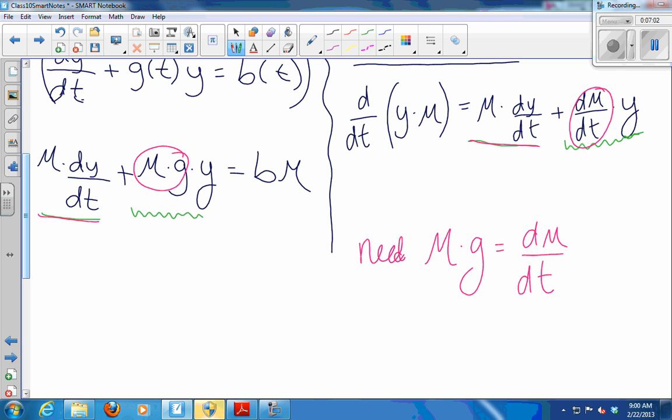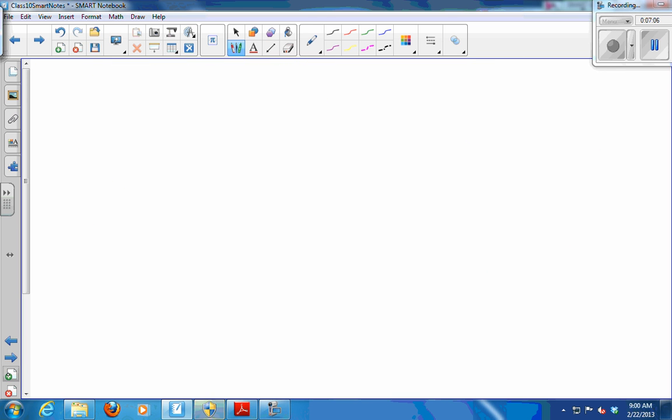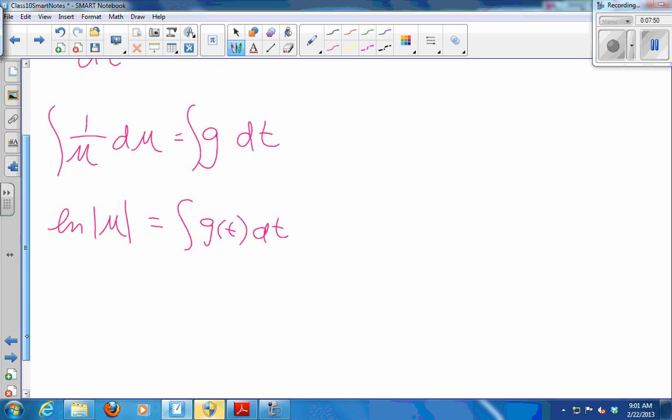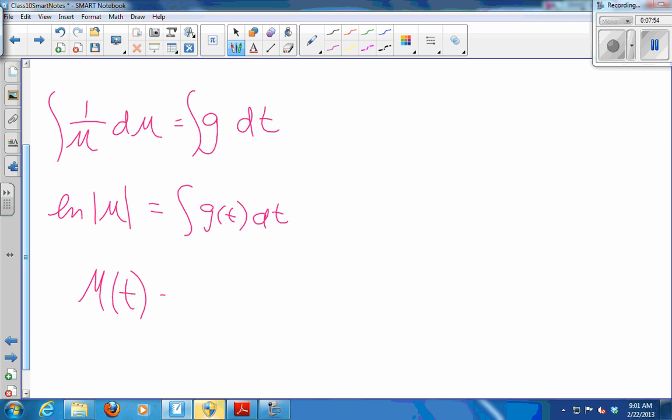So I'm going to do this on a different slide. D mu dt equals mu times g. Okay, so to separate it, divide both sides by mu. So I have 1 over mu d mu equals g dt. And integrate both sides. So I get the ln of mu equals the integral of g of t dt. We don't have a formula for g of t right now, so we can't calculate the integral. And then when I finish solving, just raise e to both sides, so I'm going to get mu of t is equal to e to the integral of g of t dt.